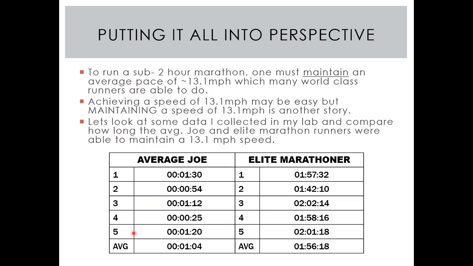Subject 5, 1 minute and 20 seconds, with an average for the average Joe of 1 minute and 4 seconds, meaning on average, the average Joes could only sustain that 13.1 mile per hour run workload for only 1 minute and 4 seconds. Now let's take a look at the elite marathoners and see how long each subject in this group was able to sustain a 13.1 mile per hour running workload.